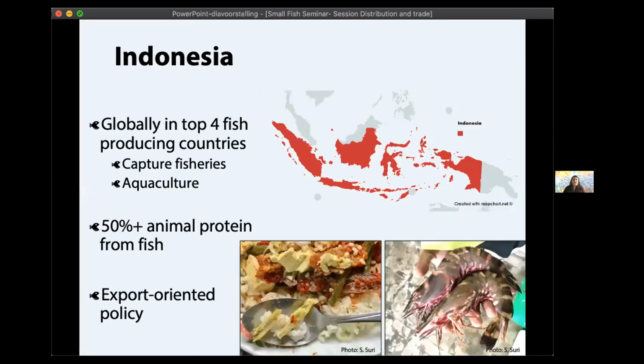So what makes Indonesia an interesting case? Well, globally, it's one of the largest fish producers in the world for capture fisheries, for aquaculture, aquatic plants. At the national level, over 50% of animal protein also comes from fish. This does, of course, vary by region, but it demonstrates the importance of fish in the diet. And as discussed by previous panelists, government policy in Indonesia promotes the production of fish for export. Which fish are these? High-priced fish, such as tuna, shrimp, and so on.